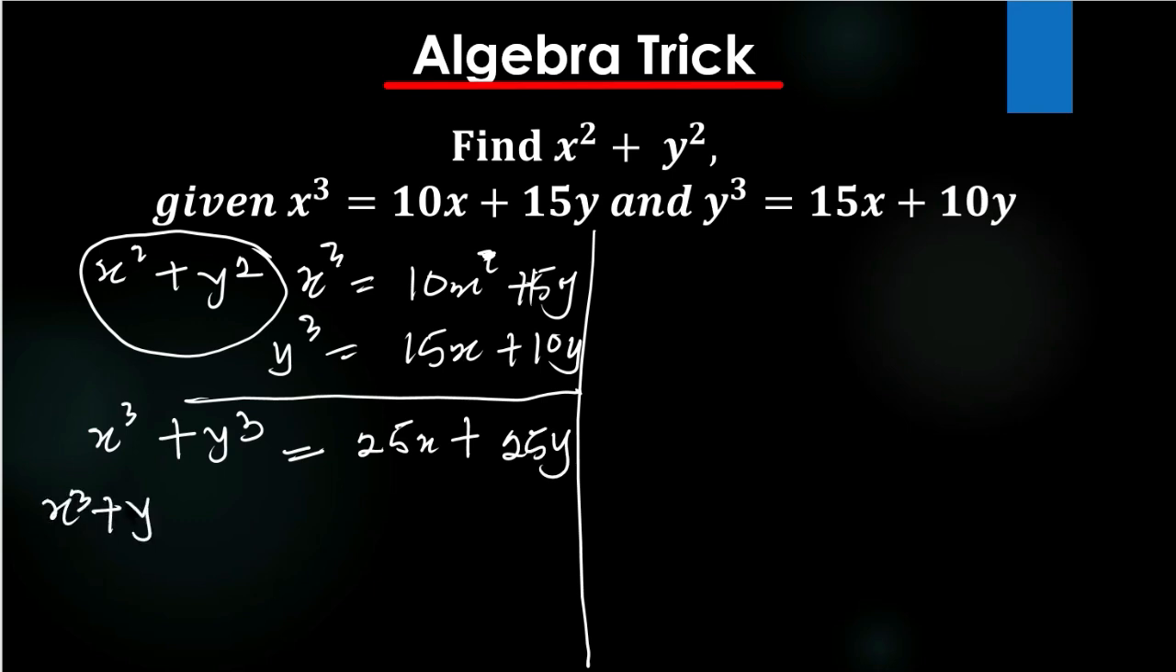But you observe that they have one thing in common, 25 on both sides. So I can factorize. So that will be 25 into x plus y. Now, this is where we're actually going to. We're going to find x squared plus y squared.